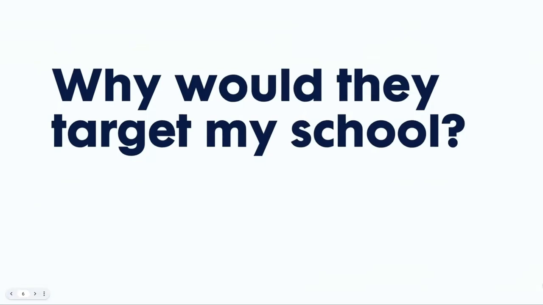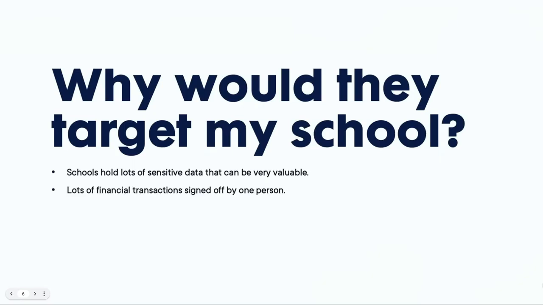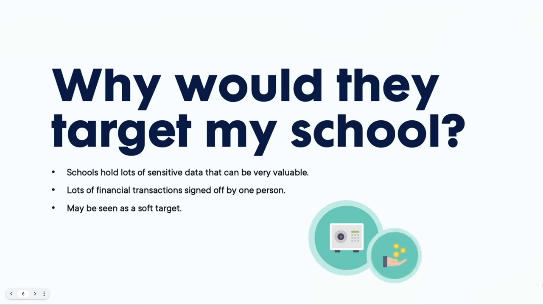Why would they target my school? Schools hold sensitive data on pupils, parents and staff. This can be valuable to perpetrators for a range of reasons, from setting up fake bank accounts to reselling the details online. Schools carry out lots of financial transactions. Often these are only signed off by a few members of staff in a school. Cyber criminals might only need to target one or two individuals in order to steal or con money from a school or supplier.